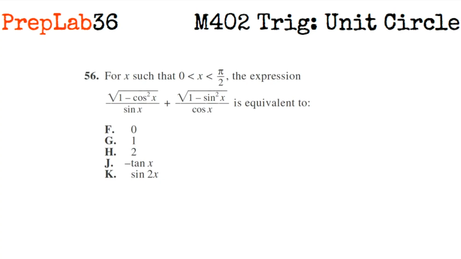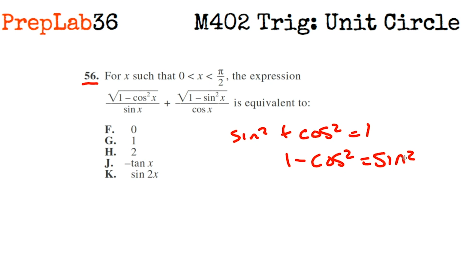Here's another problem. Look, a 56. These are supposed to be ridiculously hard. And I showed in the last one that sine squared plus cosine squared is always equal to 1. Well, what's 1 minus cosine squared? That equals sine squared. So in this problem, the square root of 1 minus cosine squared divided by sine x, I could put a sine squared in here. And what's the square root of sine squared? Sine. And what's sine over sine?